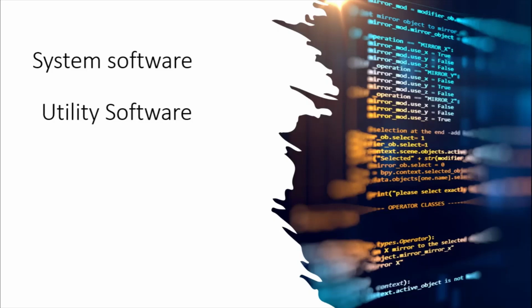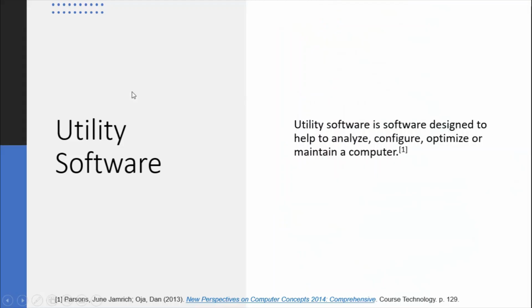Today we are going to discuss utility software. Utility software falls under the system software category. First of all, the definition of utility software: utility software is software designed to help analyze, configure, optimize, or maintain a computer.